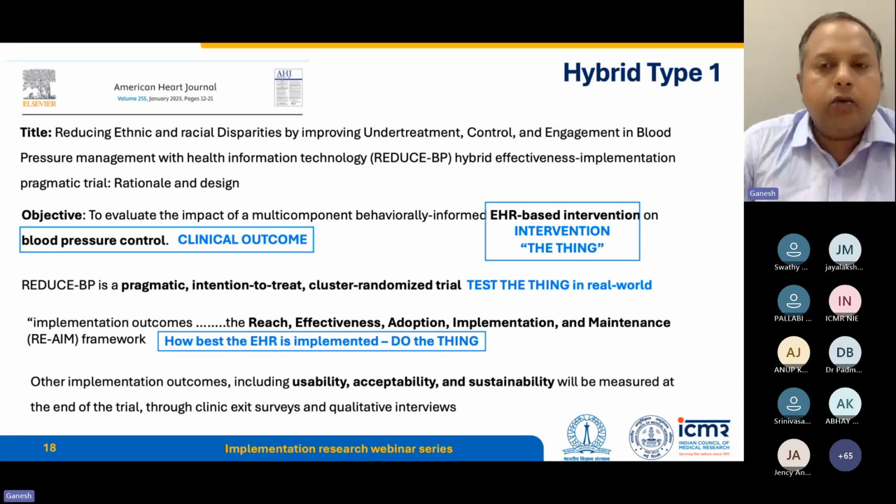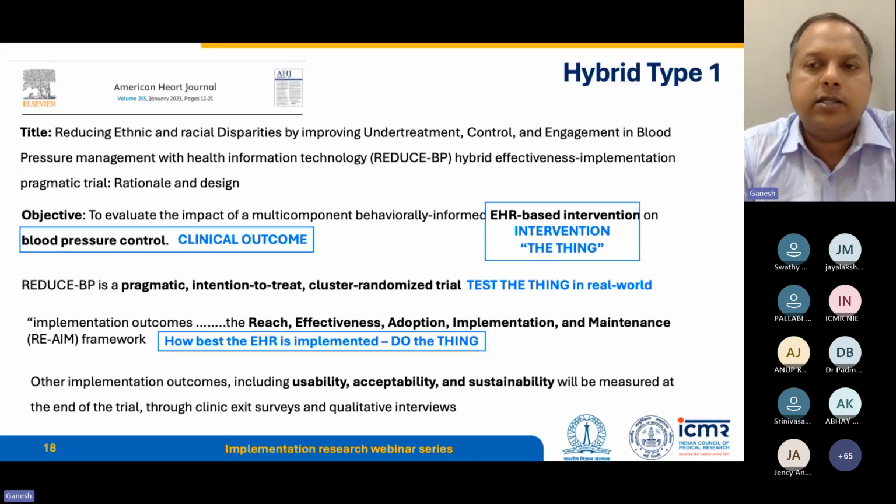When we walk through two more examples, you can clearly understand these important terminologies: the thing is the intervention, testing the thing in a real-world setting is the clinical effectiveness, and how best to do the thing is actually the implementation outcome or the implementation research.